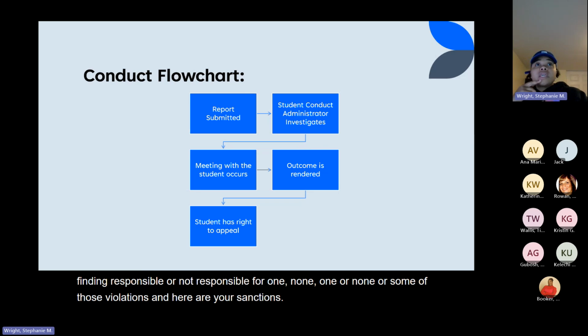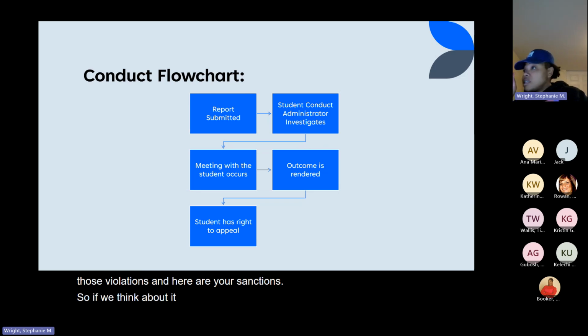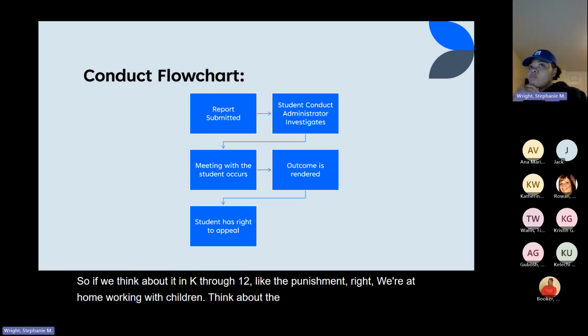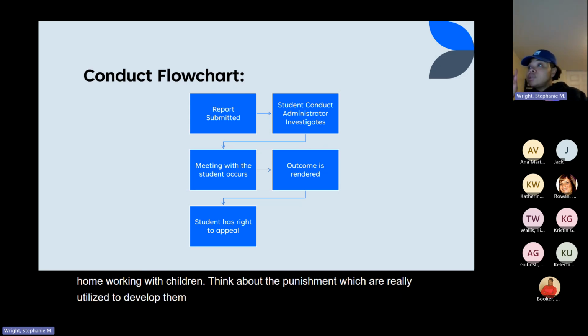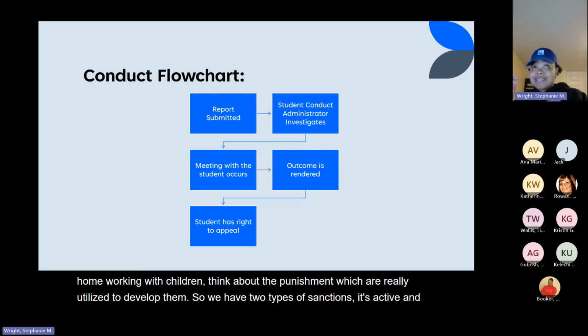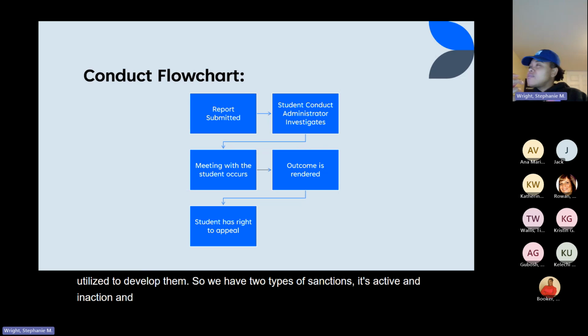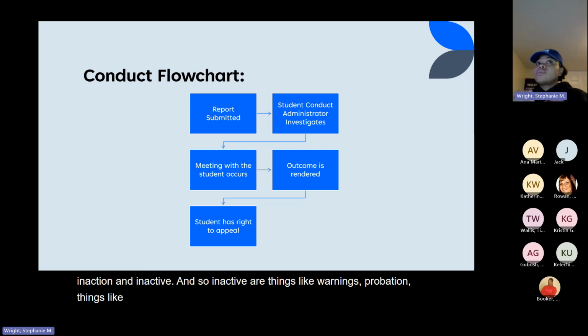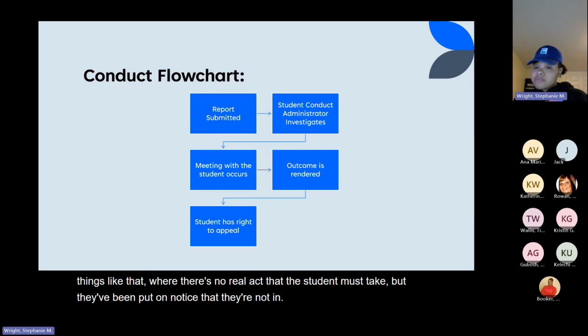So if we think about it in K through 12, like the punishment, right? Or at home, we're thinking with children, we're thinking about the punishment, which are really utilized to develop them. So we have two types of sanctions. It's active and inactive. And so inactive are things like warnings, probation, things like that, where there's no real act that the student must take, but they've been put on notice that they're not in the best standing with the institution.